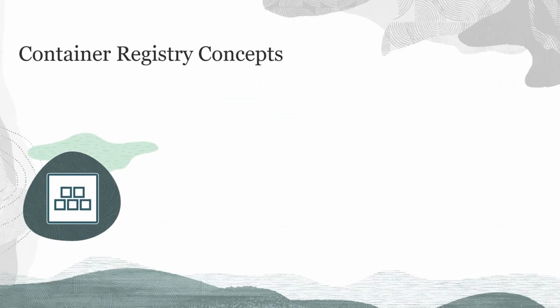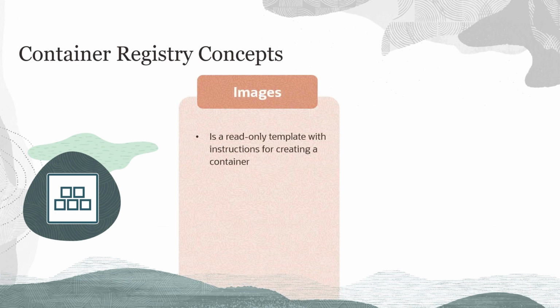Before we move further, let's take a look at container registry concepts. What are images? An image is basically a read-only template with instructions for creating a container. It holds the application that you want to run as a container along with any dependencies that are required.